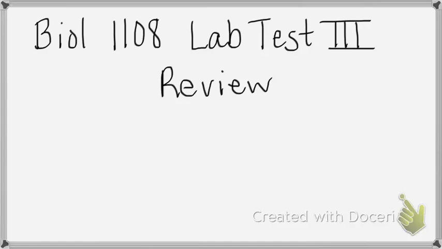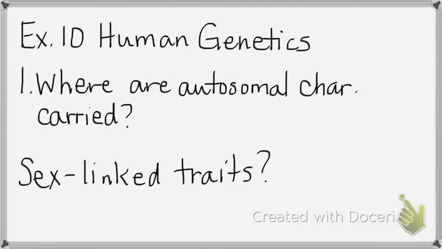Okay, so we're doing Lab Test 3 review, and we're going to start with human genetics. This first question, of course, is just referencing humans. In humans, where are autosomal characteristics carried? I'll help you out. It's chromosomes 1 through 22.